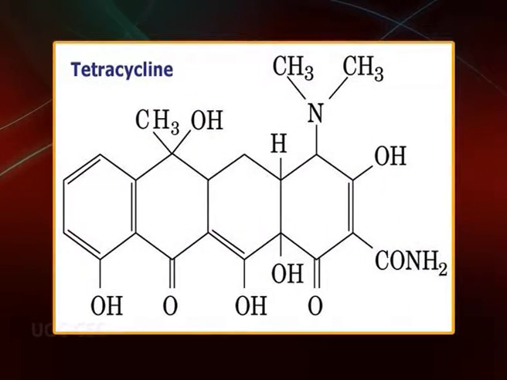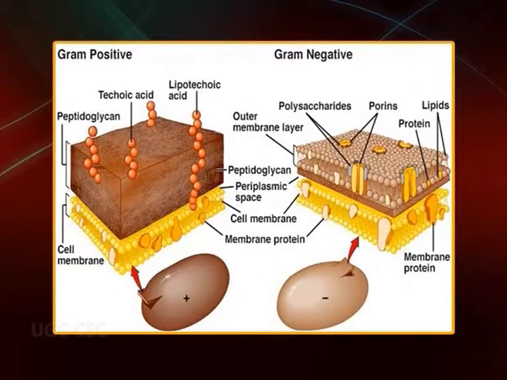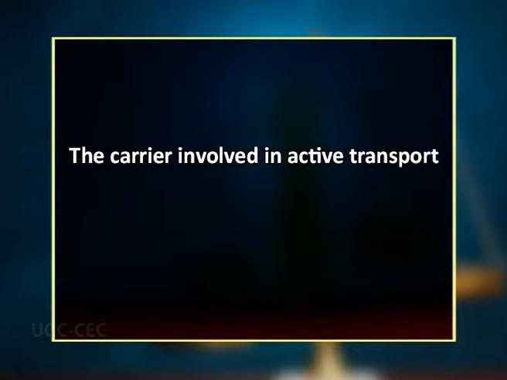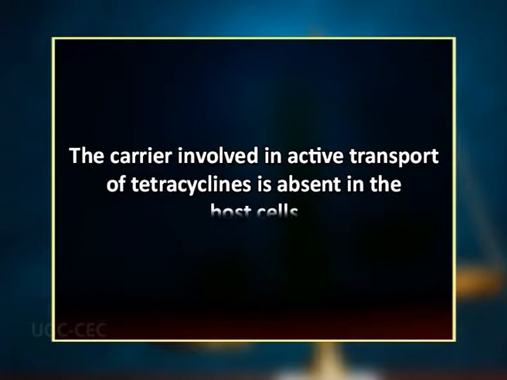The sensitive organisms have an energy-dependent active transport process which concentrates tetracyclines intracellularly. In gram-negative bacteria, tetracyclines diffuse through porin channels as well. The more lipid-soluble members enter by passive diffusion also. The carrier involved in active transport of tetracyclines is absent in the host cells. Moreover, the protein synthesizing apparatus of host cells is less susceptible to tetracyclines. These two factors are responsible for the selective toxicity of tetracyclines for the microbes.